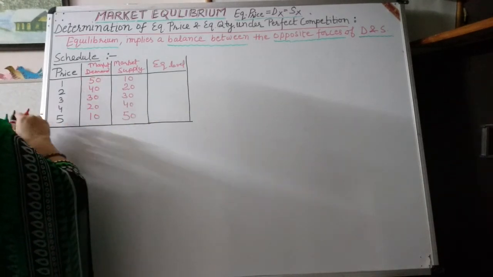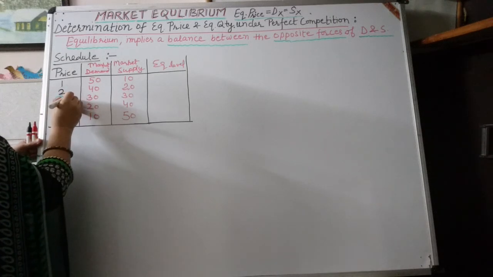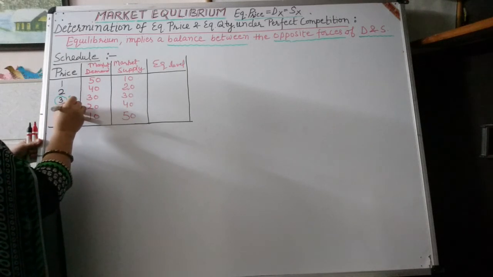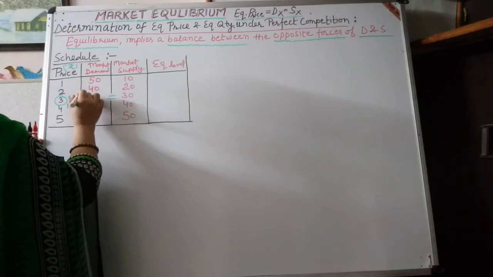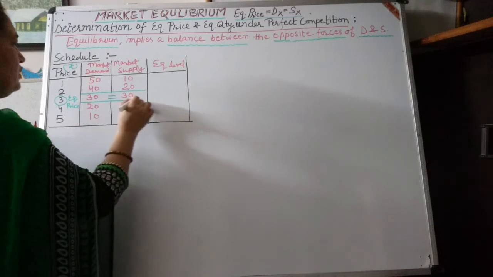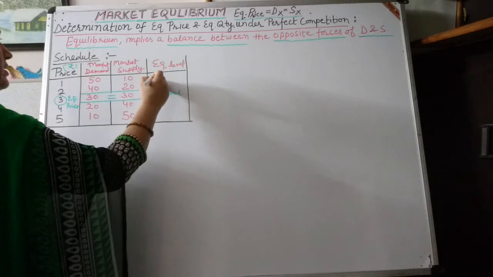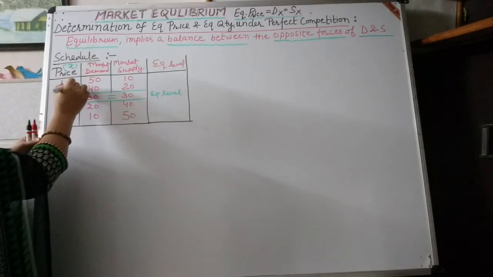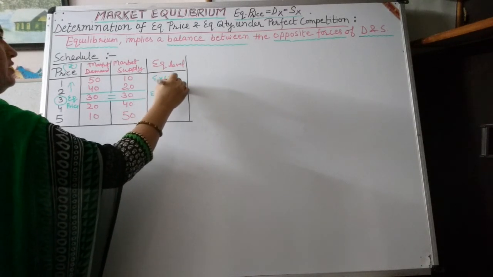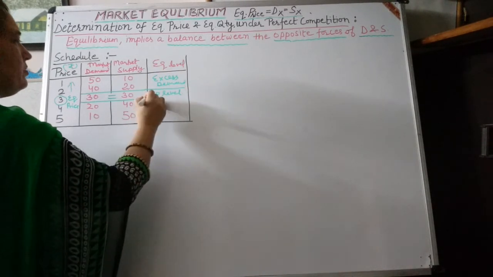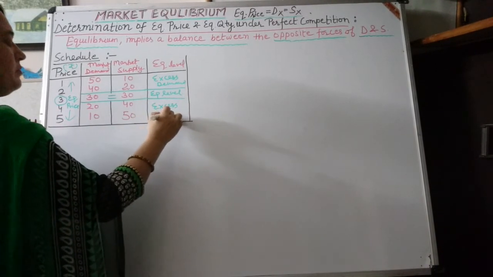So we have determined the equilibrium price as rupees 3, because at this price market demand is equal to market supply. This is the equilibrium level or market equilibrium. Before this equilibrium price there will be a situation of excess demand, and beyond this equilibrium price there will be a situation of excess supply in the market.